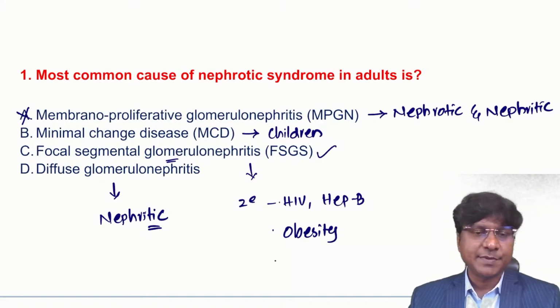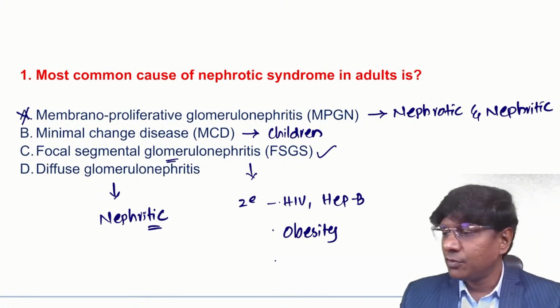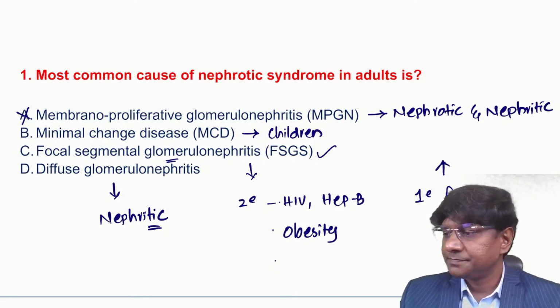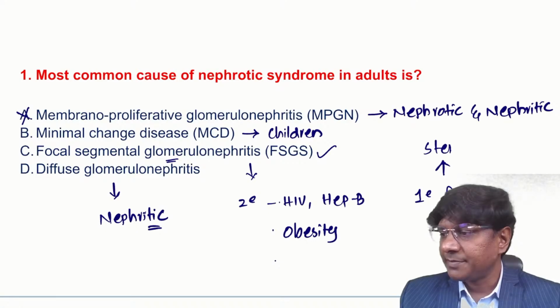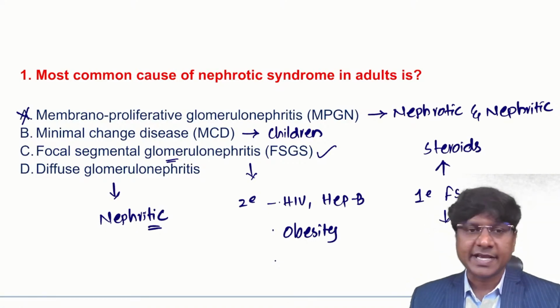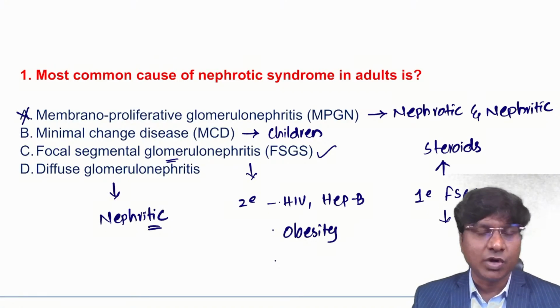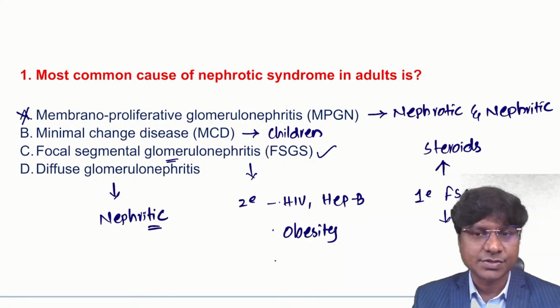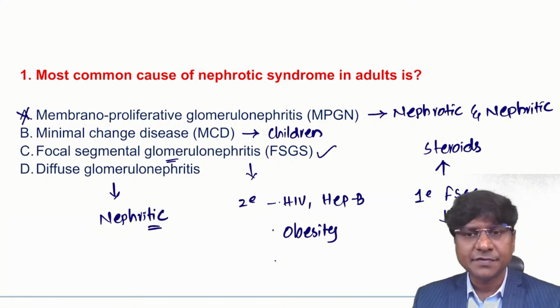And how do you treat these patients? In primary focal segmental glomerulosclerosis, you need to give steroids. Whereas in secondary FSGS, you need to treat whatever the underlying cause is. That is focal segmental glomerulosclerosis. Done? That was the first question.